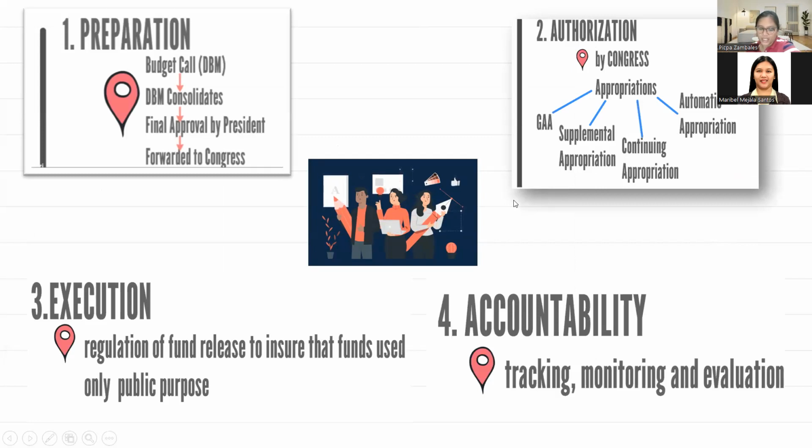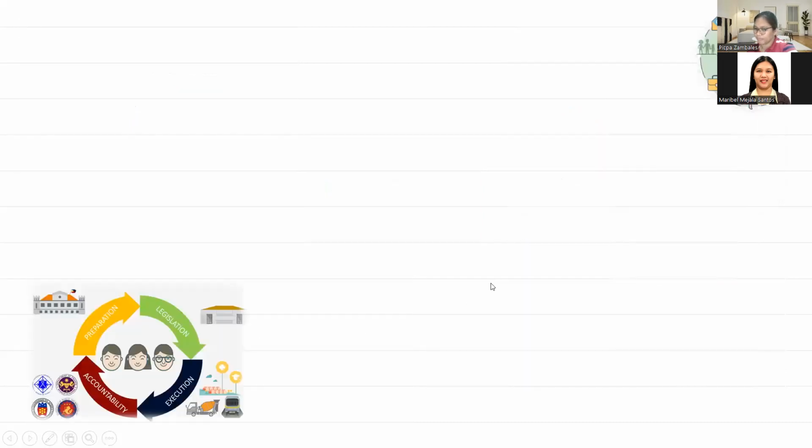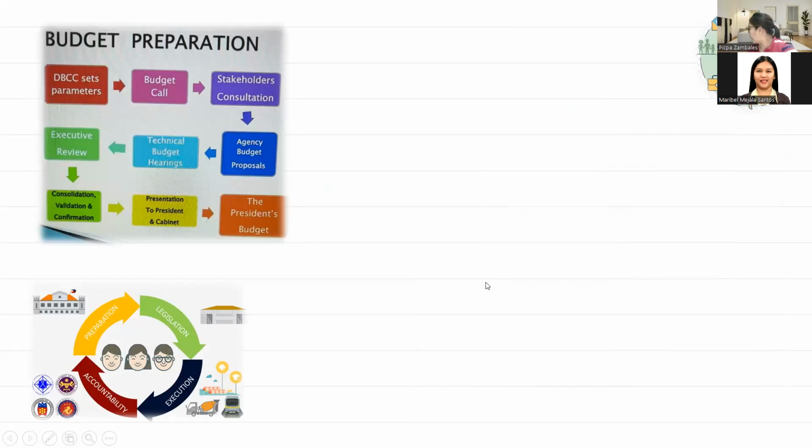Okay. Next will be the budget cycle. So this is the budget cycle. Budget cycle is the preparation, authorization, next is execution and accountability. Okay. Under budget preparation, so this is what happens, no? Under budget preparation, the Development Budget Coordination Committee sets parameters, no? Nagsiset sila ng parameters and guidelines in the preparation and submission of the agency budget proposal. Okay? And then, what they did is, they will be having a budget call.